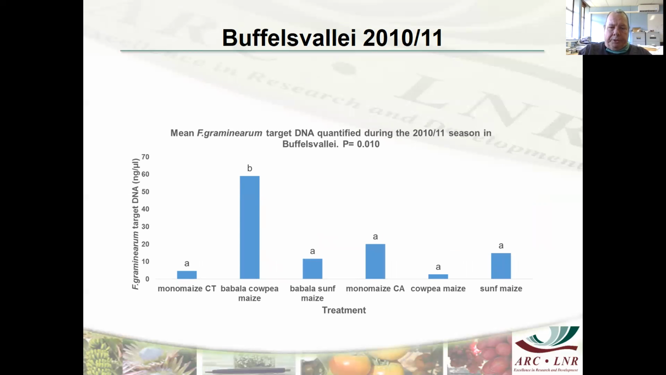At Buffelsvallei in 2010-11, the mean Fusarium graminearum target DNA was quantified, and you can see that the significant treatment was Babala cowpea maize, which had higher target DNA than any of the other rotation or monoculture treatments. This doesn't totally make sense. One would expect the Babala cowpea maize to be either insignificant or lower than the monoculture maize.